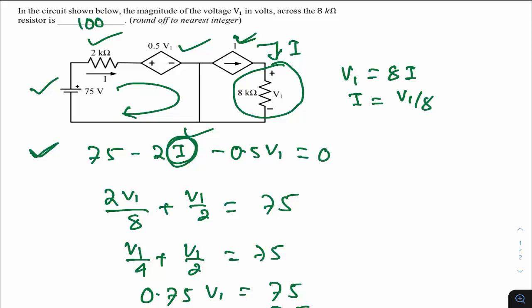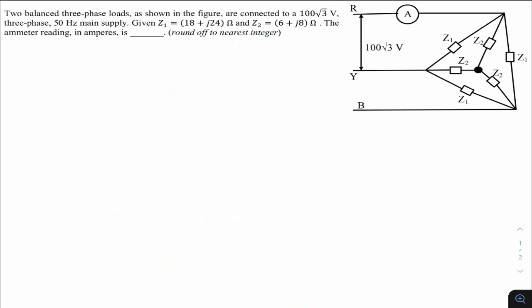Answer is 100 volts. This question was asked in GATE 22 of electrical. This is from network subjects and from the three-phase circuit topic. The question is: two balanced three-phase loads as shown in the figure are connected to a 100√3 volts three-phase 50 Hz main supply. Given Z1 equals 18 plus j24 ohms and Z2 is 6 plus j8 ohms, the ammeter reading in amperes is dash. So here we have the ammeter, and we need to find its reading.